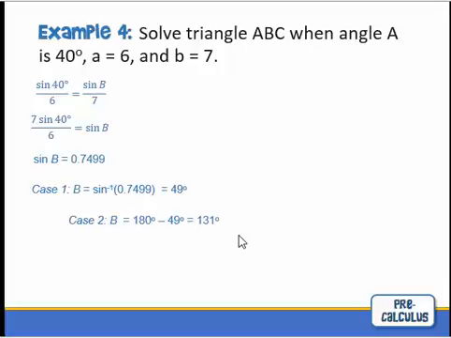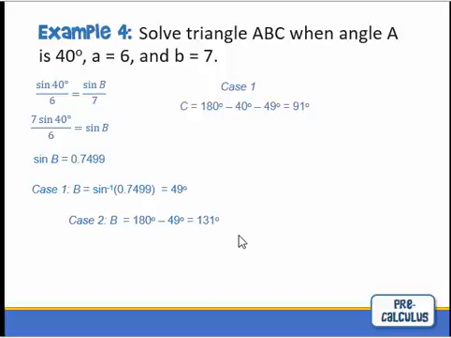This time that fits. 40 degrees plus 131 is only 171. There's not a lot of room left, but there is room for another angle. So we have to finish case 1 and case 2. If we ignore case 2 for a minute and solve all of case 1, we have the 49 degrees for angle B. We were given the 40 degrees for angle A. We can just subtract from the 180 degrees in a triangle and get that angle C is 91 degrees.